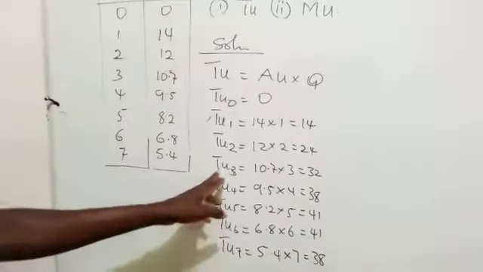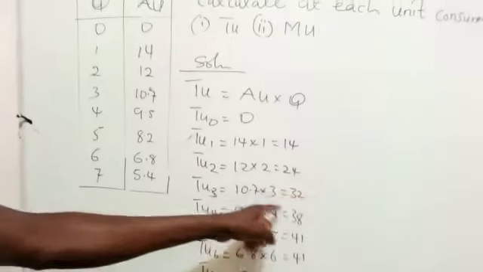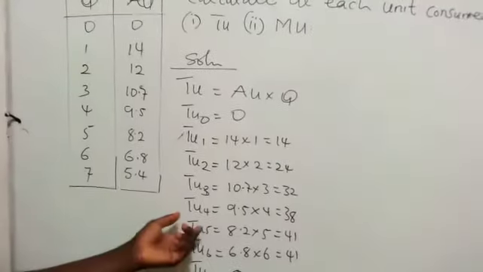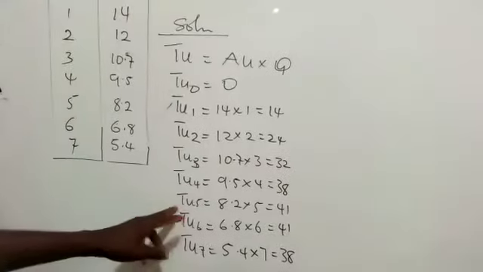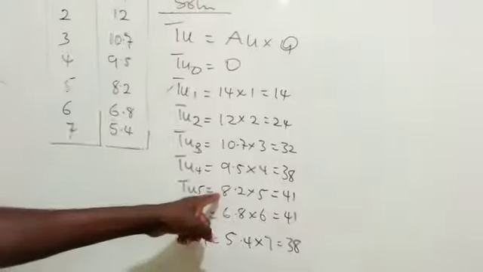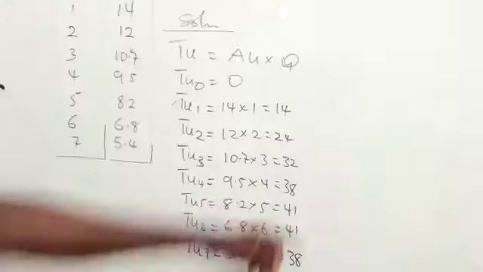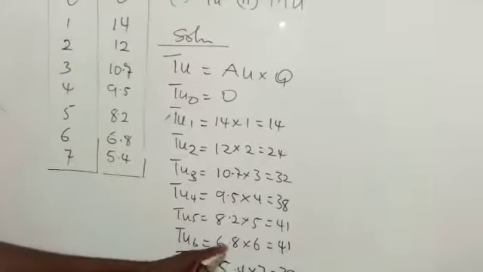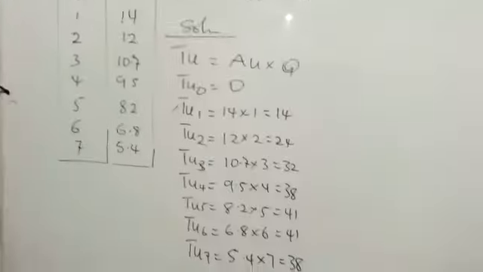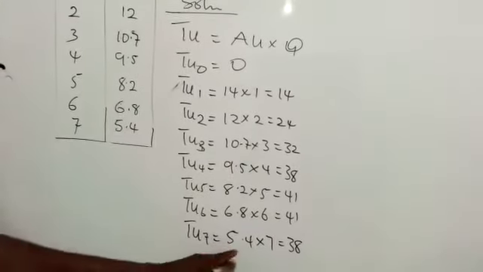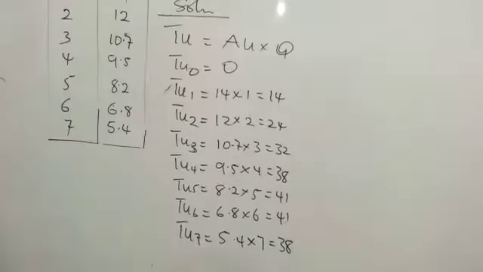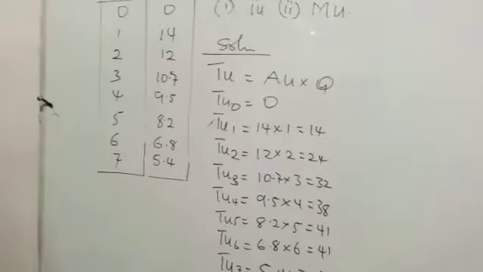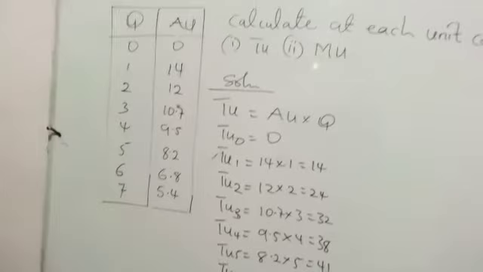So we have 10.7 times 3 gives us 32. We have TU4, which is 9.5 times 4 gives us 38. We have TU5, which is 8.2 times 5 gives us 41. The TU6, 6.8 times 6 gives us 41. And TU7 equals 5.4 times 7, which gives us what? 38. So this is how we calculate the total utility from the average utility.